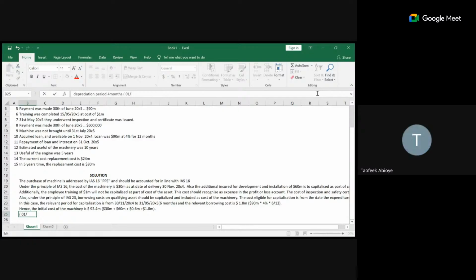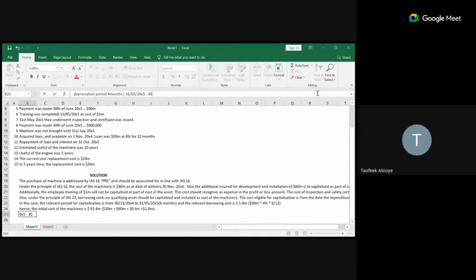The standard is telling us that we should not worry about when it was brought into use, but when it was available. So the asset was available when? On 31st May 20x5. That was when it underwent a government inspection, and the safety certificate was issued. So that date is when it is available for use.